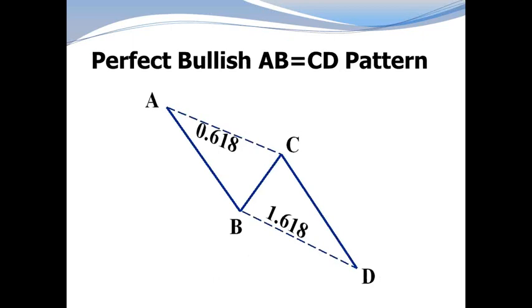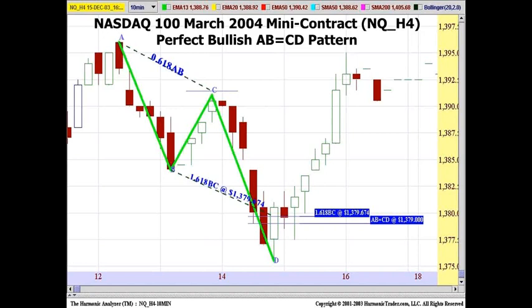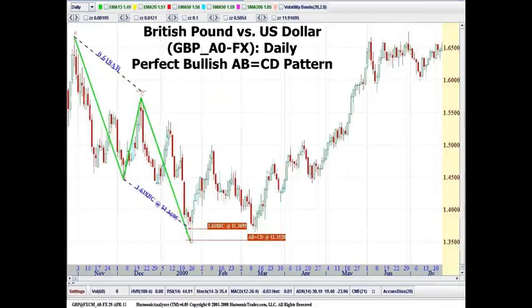The perfect bullish AB equals CD pattern. Again, this should be a distinctly symmetrical structure with a C point at a 618 retracement followed by a BC extension of 1.618, converging exactly at the equivalent AB equals CD completion point. On this chart of the NASDAQ 100 mini contract, we have a very symmetrical, perfect bullish AB equals CD pattern. This possessed the 1.618 BC extension that complemented the equivalent AB equals CD completion point.